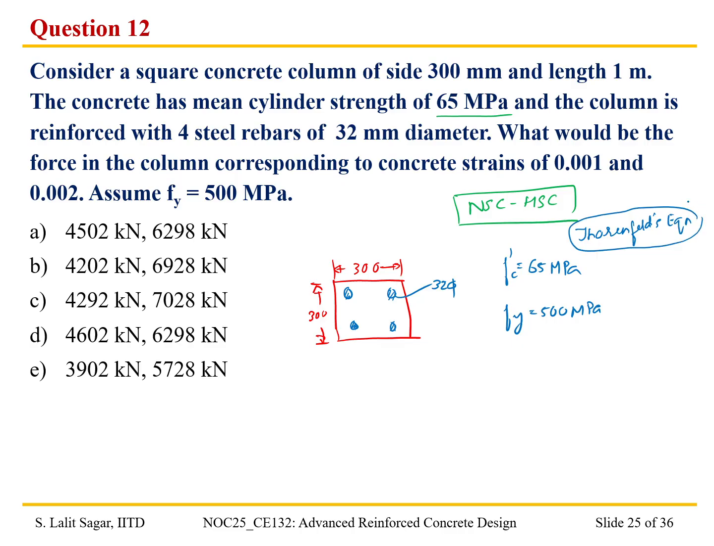So what is this? It's a constitutive relation which relates the strain in concrete to the stress in concrete. And determine what is the force in the column corresponding to concrete strains of 0.001 and 0.002. Okay, so now without any further delay, let us go ahead and solve the problem.